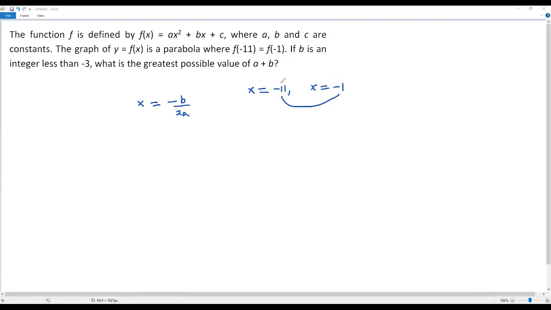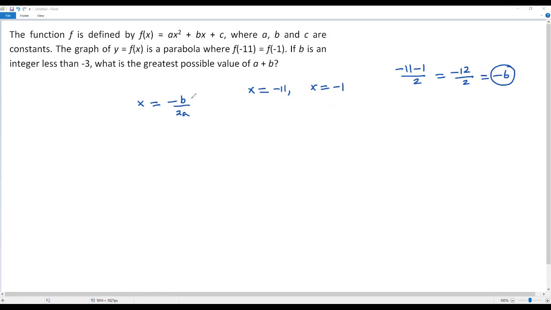Okay, now let me get the average of these two x values. For that we have to add these two values and divide by 2. That is negative 11 plus negative 1 divided by 2. That is equal to negative 12 divided by 2. That is equal to negative 6. So this negative 6 represents the x coordinate of the vertex.